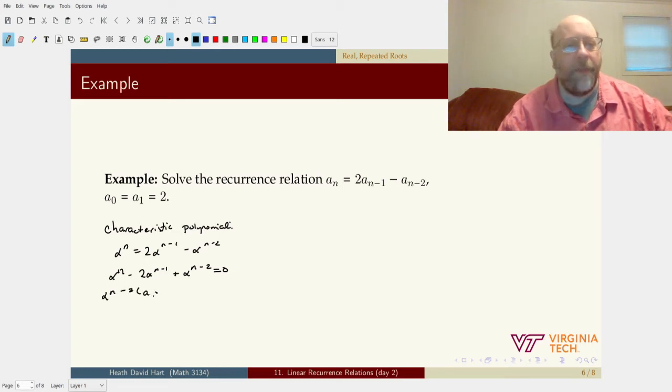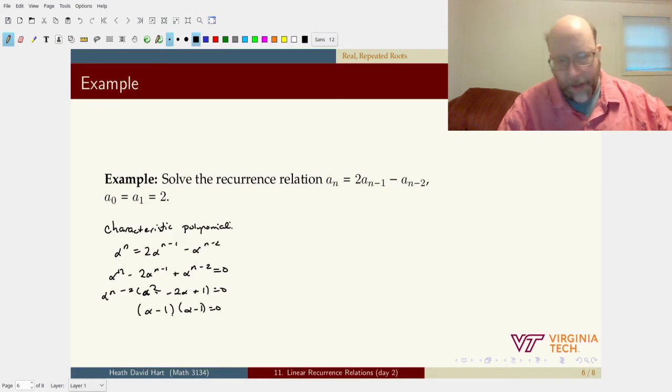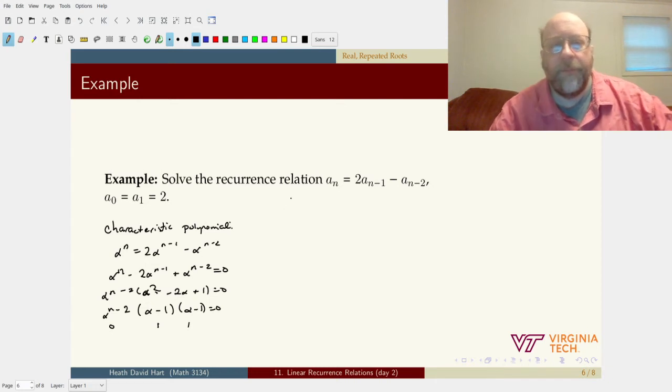And that leaves me with alpha squared minus 2 alpha plus 1 equals 0. But this factors into alpha minus 1 times alpha minus 1. All right, so my repeated roots are 1 and 1 here. And then 0 is also a root.